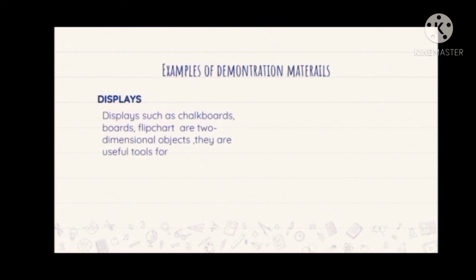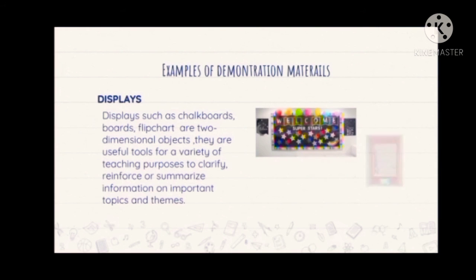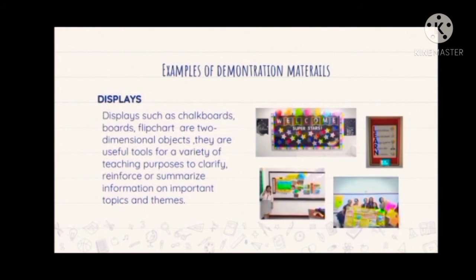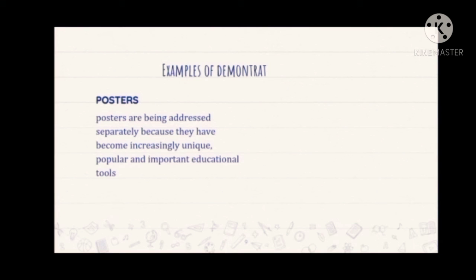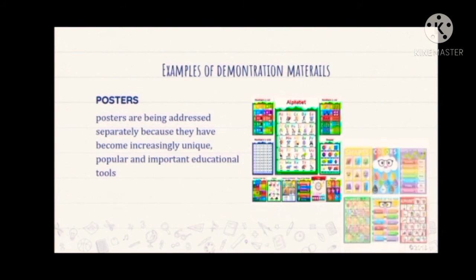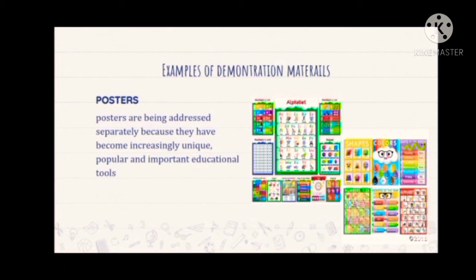Next is displays. Displays such as chalkboards and flip charts are two-dimensional objects. They are useful tools for a variety of teaching purposes to clarify, reinforce, or summarize information on important topics and themes. Next is posters. Posters are the same as displays, but are being addressed separately because they have become increasingly unique, popular, and important educational tools.